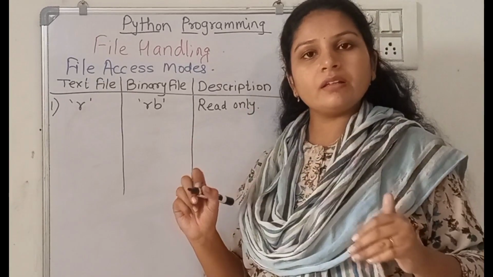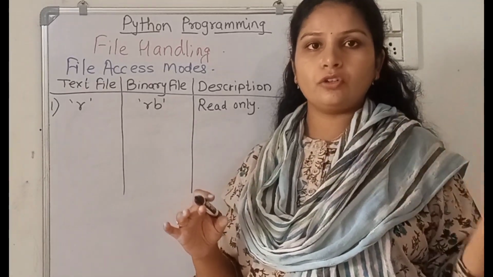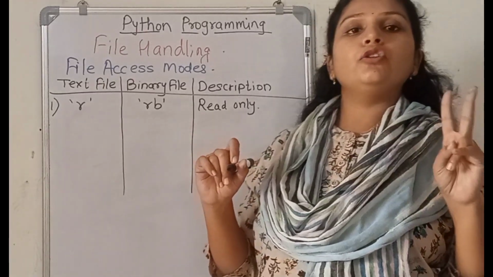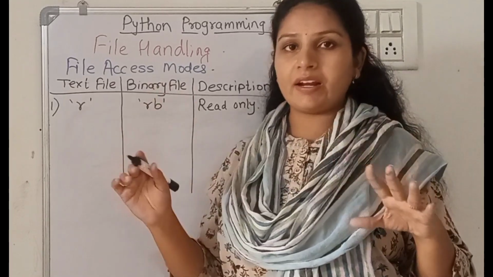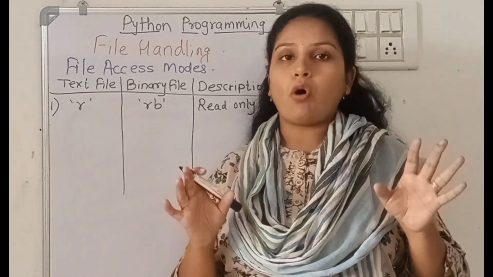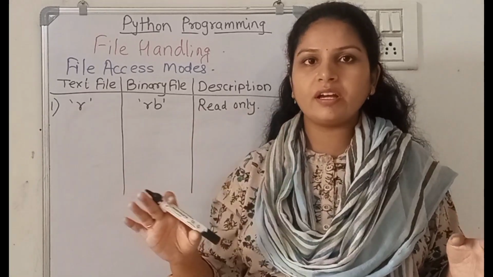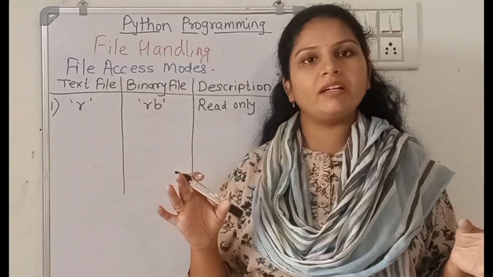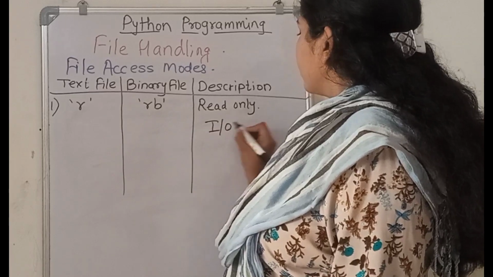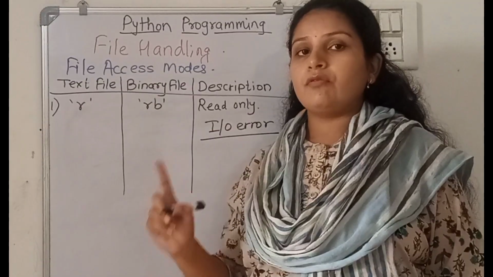So you can open the file and read the content of the file, but you cannot write new content to the file. That is read only. The second thing is, you need to be sure that whatever file you are accessing from the computer system, that file should already exist, created and saved in the computer system. If the file is not there, then you cannot open the file for reading, and an IOError will be raised. IOError means input output error will be raised.